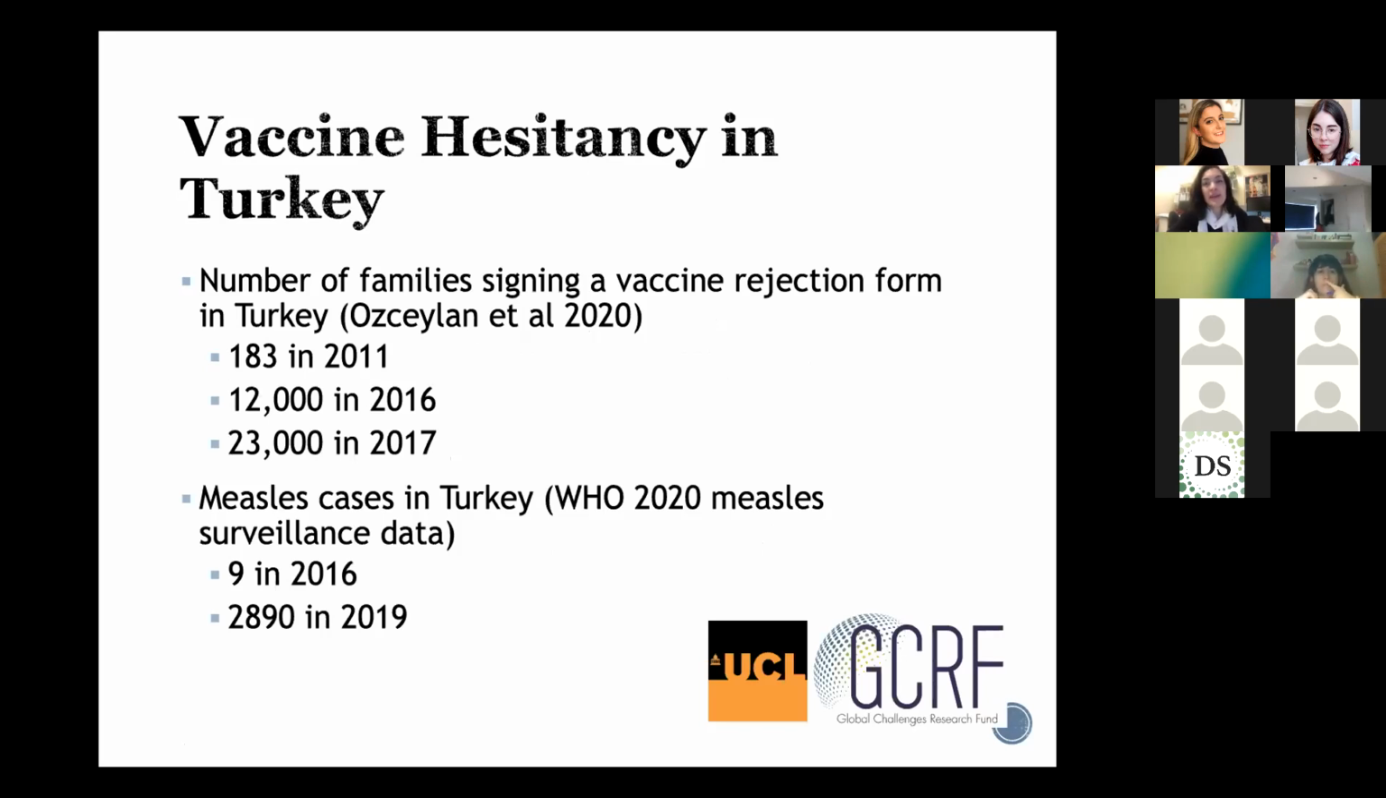Okay, so this made us want to do more research on understanding vaccine hesitancy in Turkey, because the levels we found were quite concerning. And then we were lucky to get funding from UCL Global Challenges Research Fund. This happened very recently. So now we are working on understanding further what determines vaccine hesitancy in Turkey. As you can see, for example, from the recent literature, the number of families signing a vaccine rejection form has increased from 183 in 2011 to 23,000 in 2017.